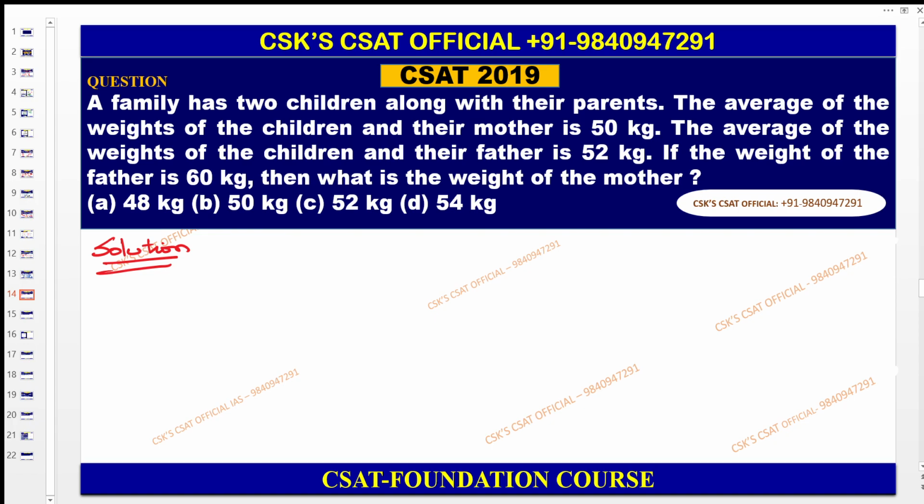Okay. The family has 2 children with their parents. The average weight of the children plus mother, so children plus mother is nothing but 3 people there, right, is equal to 50. So how many people are there? The sum of the 3 people by 3 is equal to 50. So the sum of the 3 people, if you want, you can write it in a brief manner. If you want, let me write here.